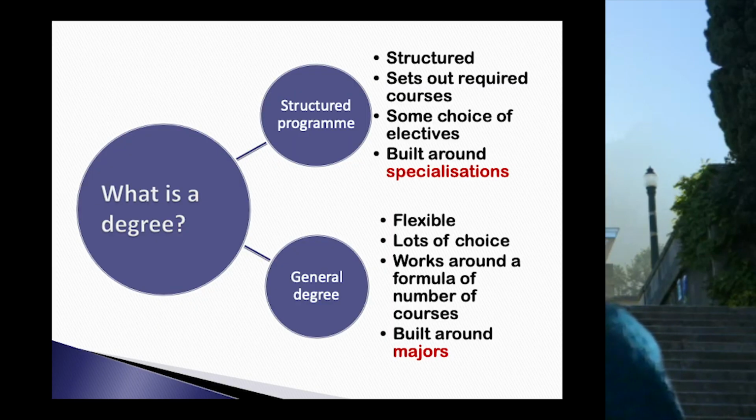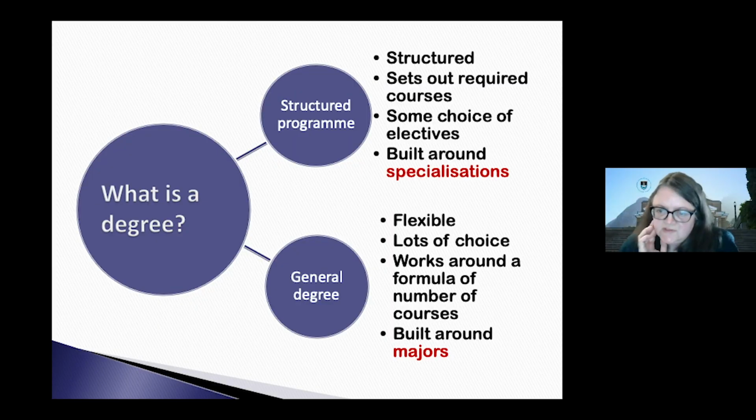The larger group of students in our faculty go through the general degree programs, which is the second way of doing study in humanities. So these are much more flexible. This is your general Bachelor of Arts or your general Bachelor of Social Science. They're extremely flexible. You have a lot of choice. Okay, so the general degrees, as I say, most students do this. Lots of choice. They work around a little formula. You have to pass a certain number of courses in order to get the degree. And these programs are built around the majors. That is the specific subject that you take through to third year level, and that forms a sort of backbone of your degree with the electives around it.